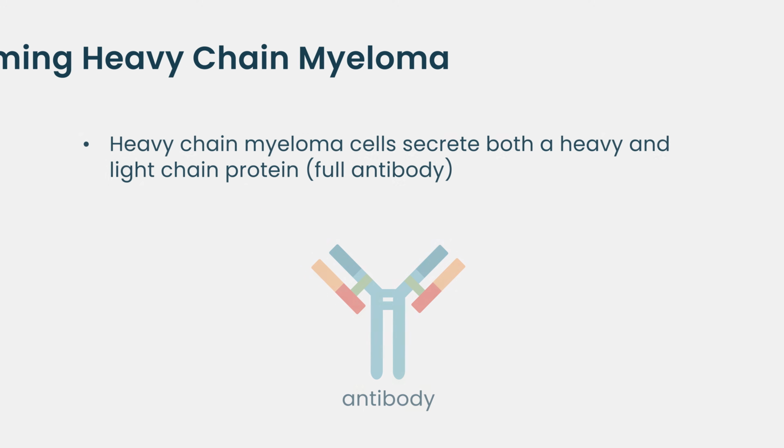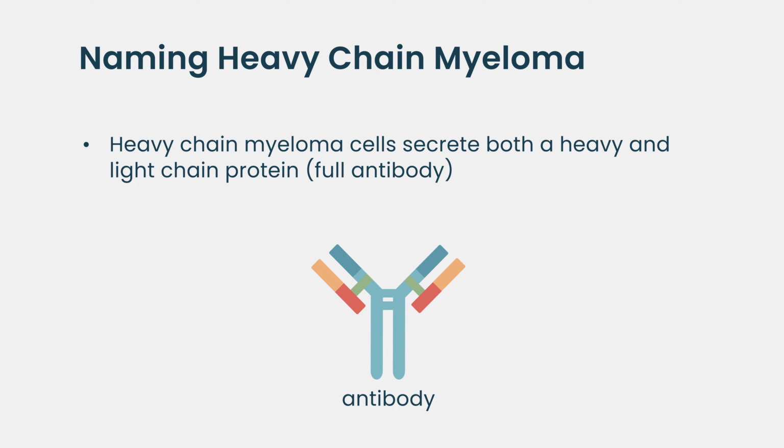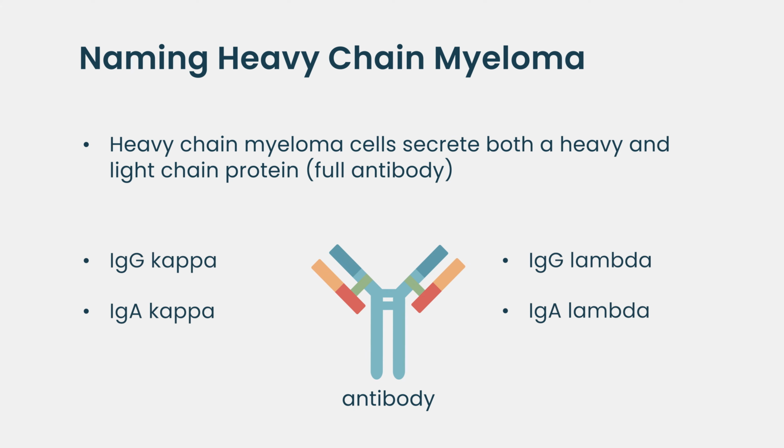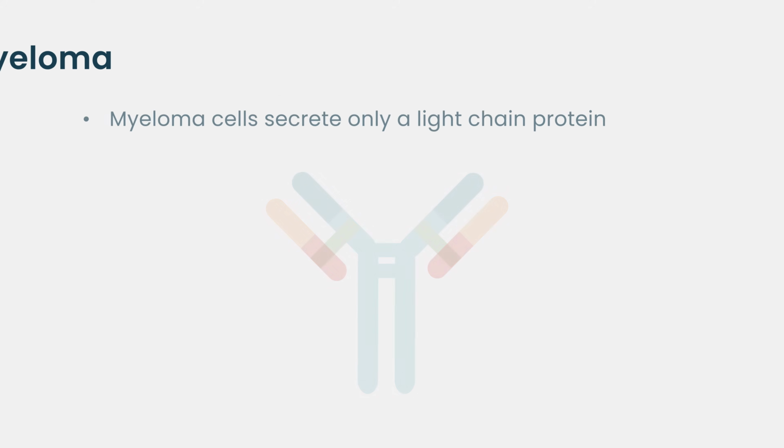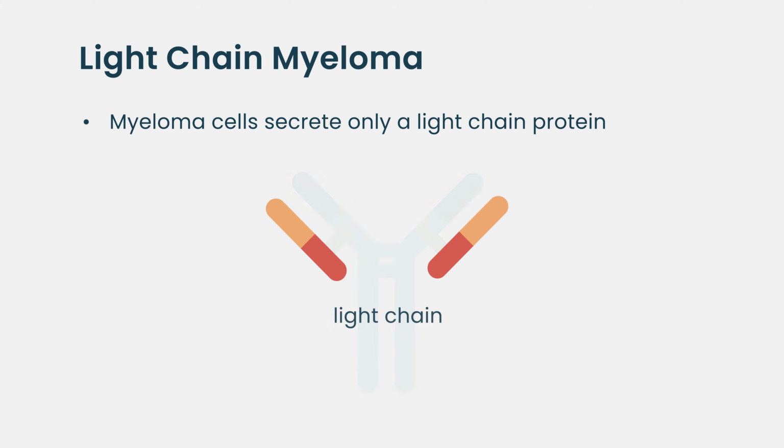And so most people with myeloma will have a full antibody associated with their myeloma, which we might call an IgG kappa antibody or an IgA lambda antibody, more rarely an IgM kappa or lambda antibody. Some patients, even those whose myeloma makes a regular antibody, also have cells that just make that light chain fragment of the antibody, so that only make the kappa or lambda light chains.